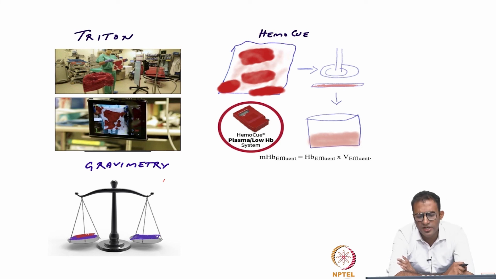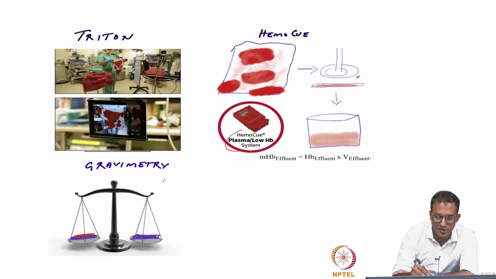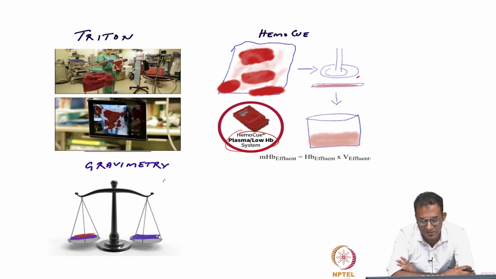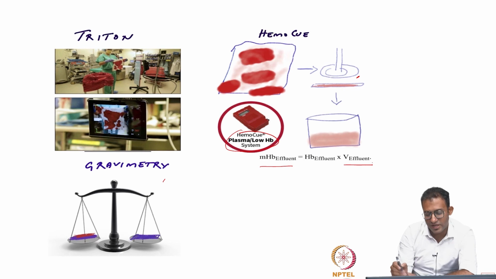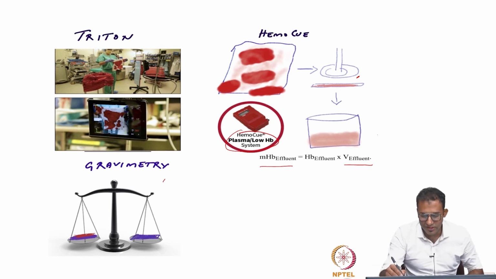The third method, the gold standard method, is using the HemoQ system, which is a spectrophotometric analysis of the hemoglobin loss. So basically what you do is they crush the sponges using a mechanical technique, and using that effluent which comes out, this is analyzed by a Swedish system. It's called the HemoQ plasma or low hemoglobin analysis system. So the formula is that measured hemoglobin, using certain constants, is equal to the hemoglobin of the effluent times the volume of the effluent. So this gives us the gold standard.